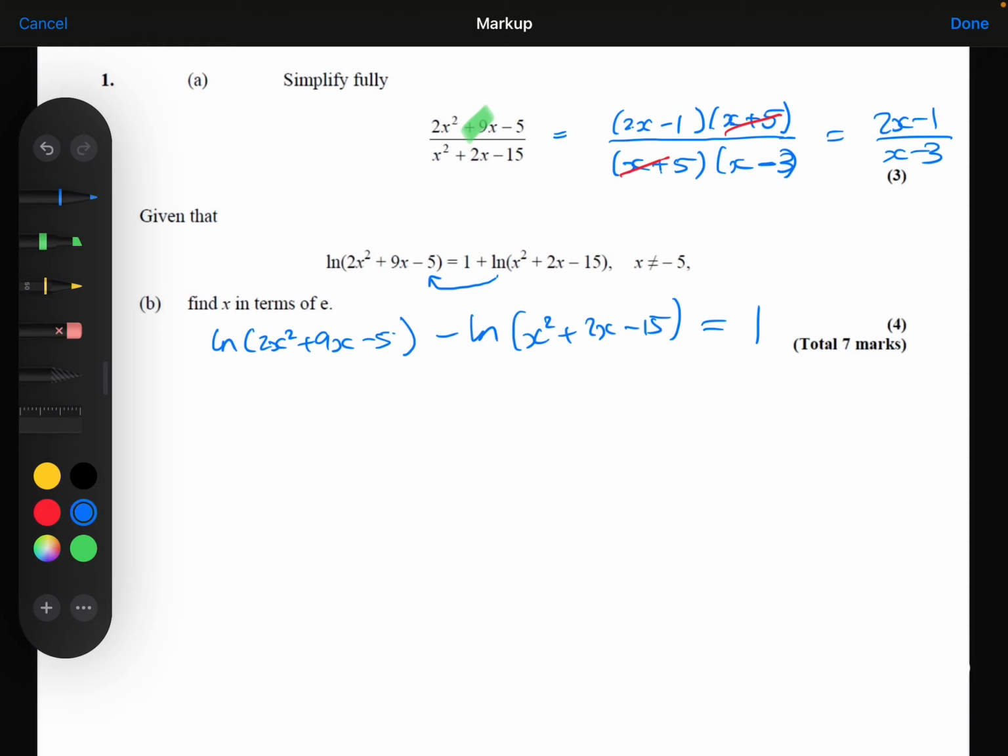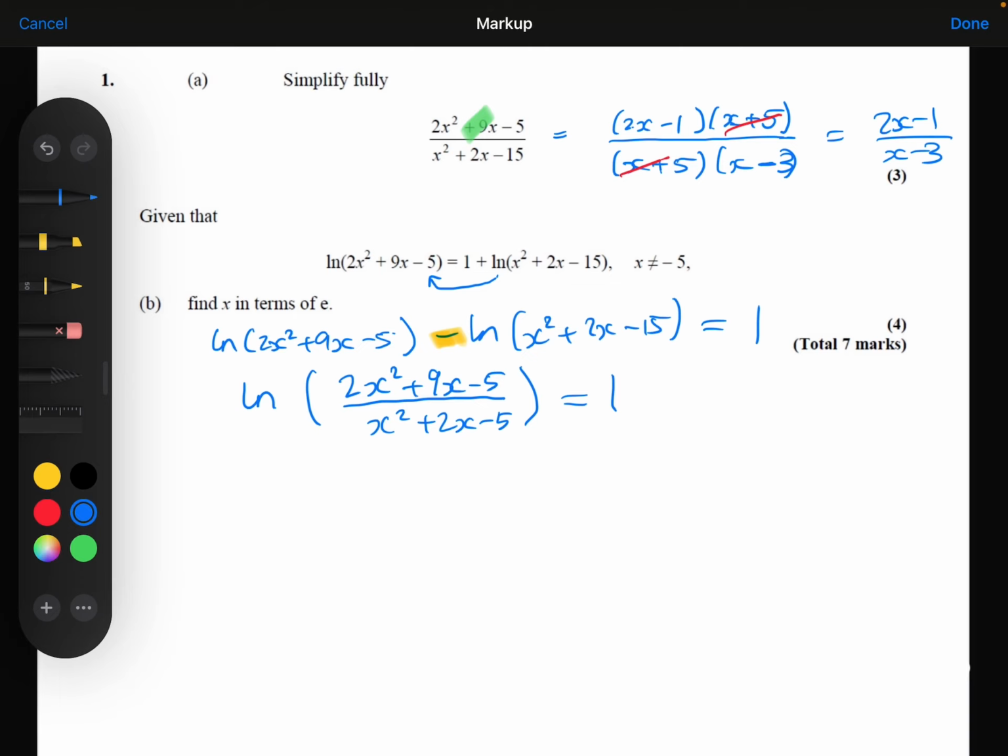I can now use the laws of logarithms. Because these two logarithms are being subtracted, I can use the division law, where I divide the insides. That way I'm combining the two logarithms together as a single logarithm, which will allow me to remove the logarithm in a minute.